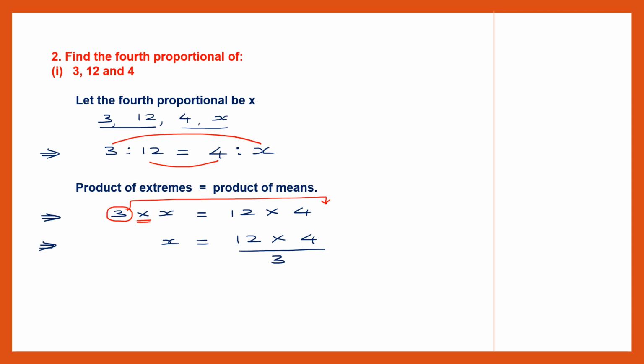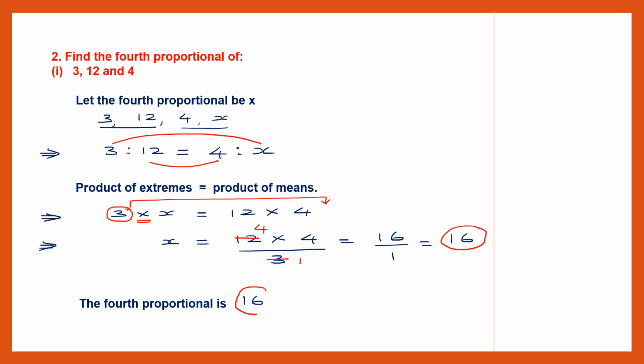Now can we cancel something here? We can cancel 3 and 12. 3 1s are 3, 3 4s are 12. So now we can multiply 4 4s are 16 by 1, or it is 16. That means we have found the value of x. And what did we say x is? We said x is the fourth proportional. So the fourth proportional is 16. We found our answer here to be 16, and that is the fourth proportional.